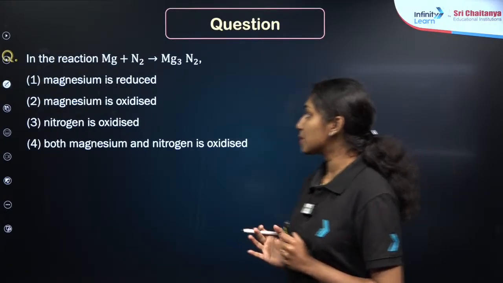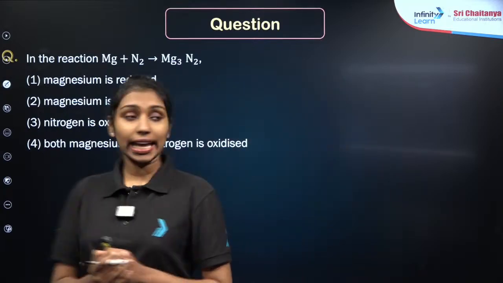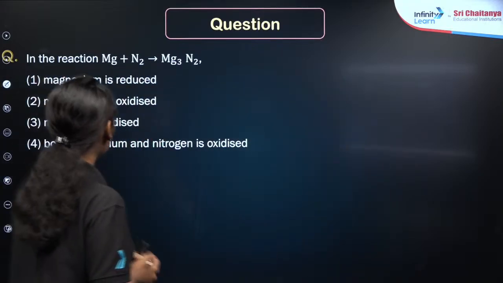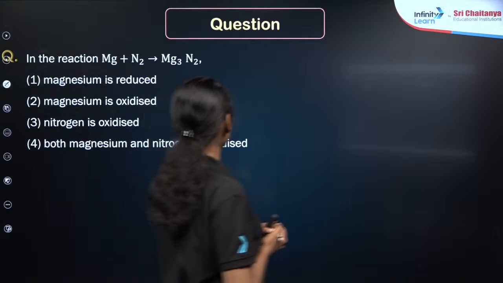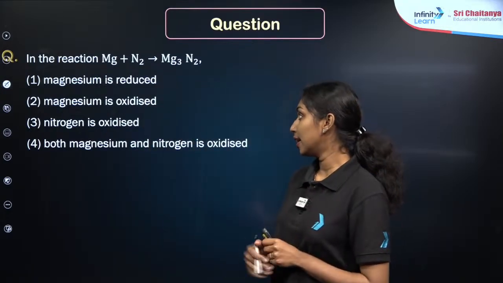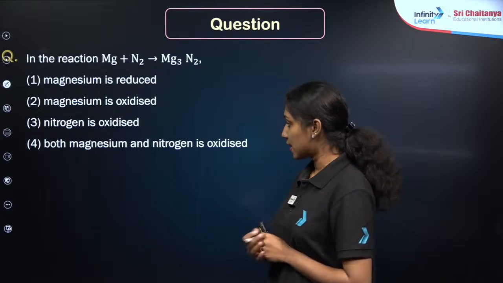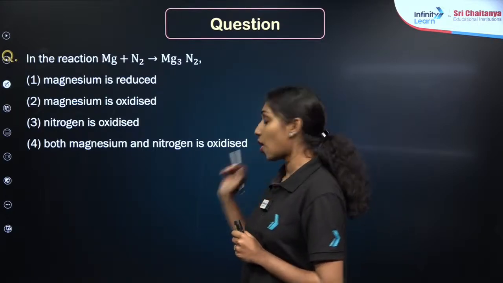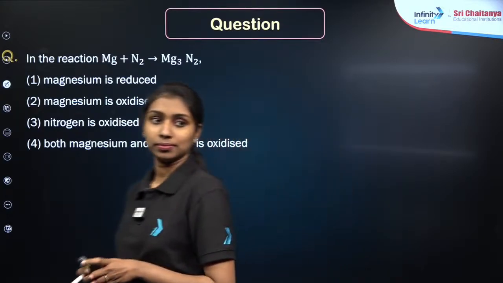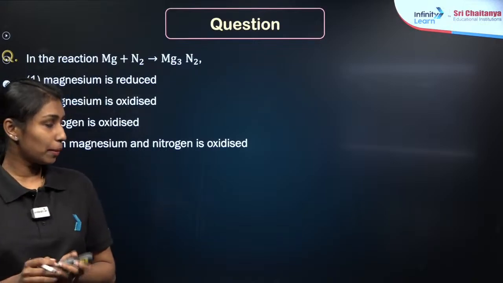This is the first question from this session. The question is, in the reaction Mg plus N2 gives Mg3N2, what will happen here? Whether magnesium is reduced, magnesium is oxidized, or nitrogen is oxidized, or both magnesium and nitrogen are oxidized. Okay, what will be the answer?